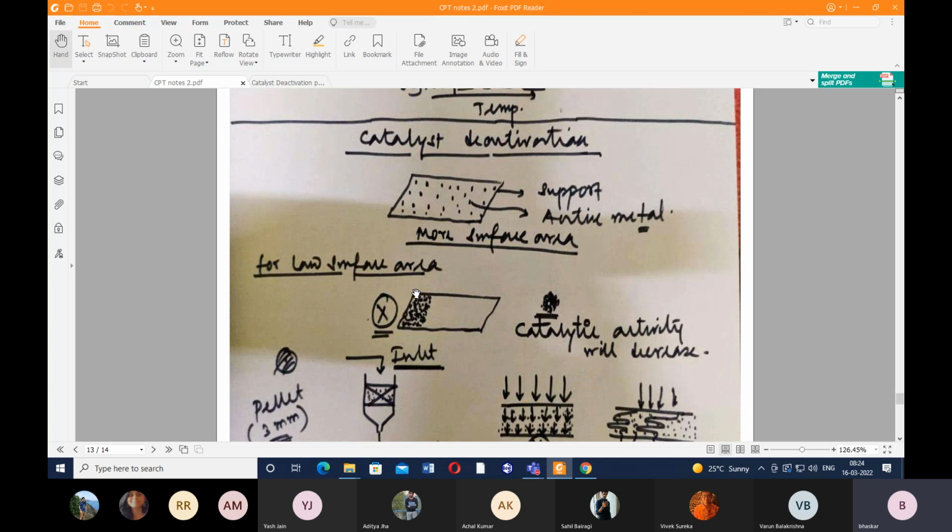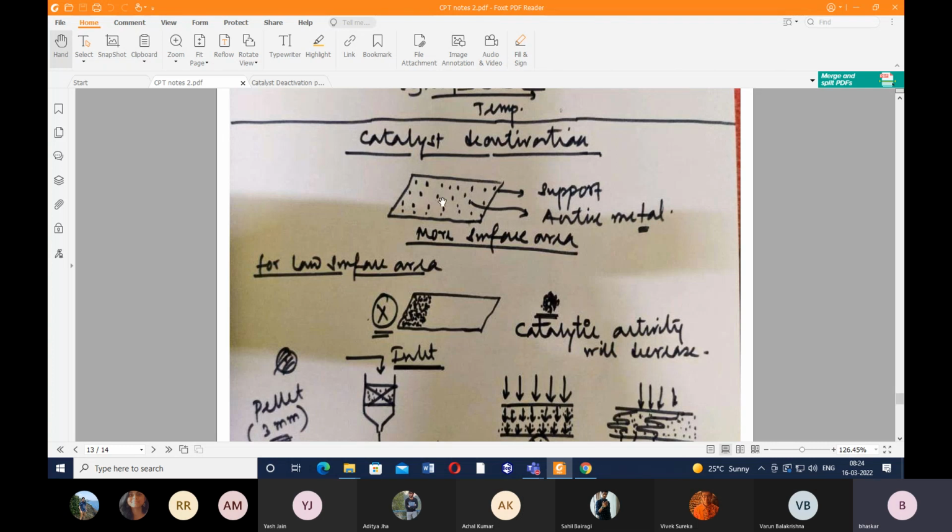Since our material has got low surface area and we are using the impregnation method in order to incorporate the active metals, the active metals will come in contact with each other and there will be a non-uniform and non-homogeneous distribution of active metals. Okay, so as a result, the catalytic activity will drop down. Why is it so? Any idea?